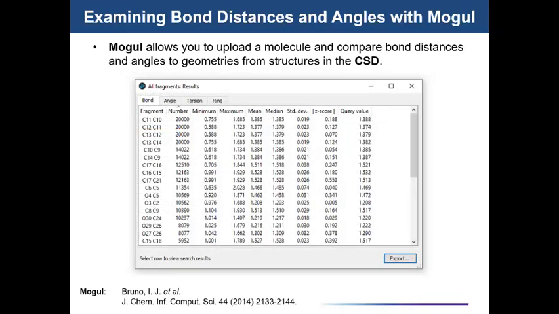So Mogul will output a list that looks something like this. And you can see there's a tab here each for bonds, angles, torsion angles, and rings. So we're looking at the bonds. And what it'll do is it'll give you mean and median values. It'll tell you the number of different other structures it looks at. And so basically here it's saying over 20,000 structures, it saw a bond that looked the same as these bonds in our structure.